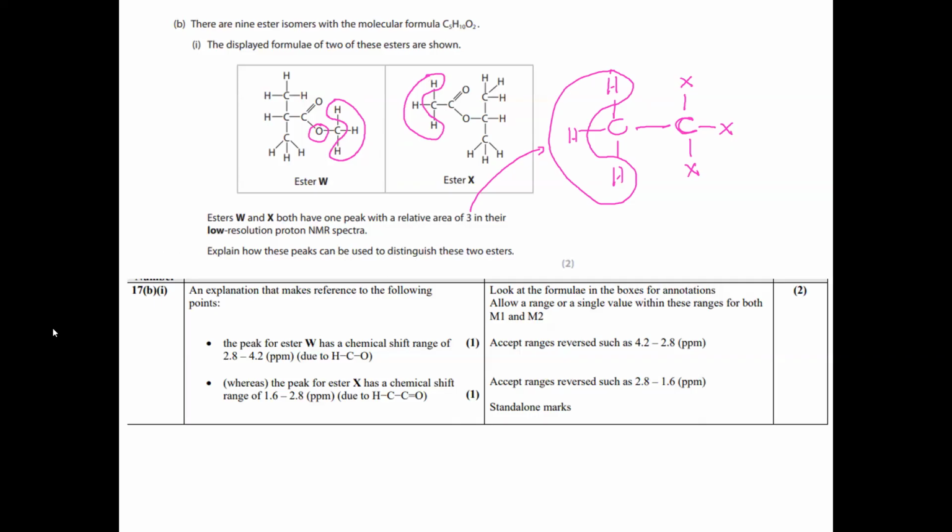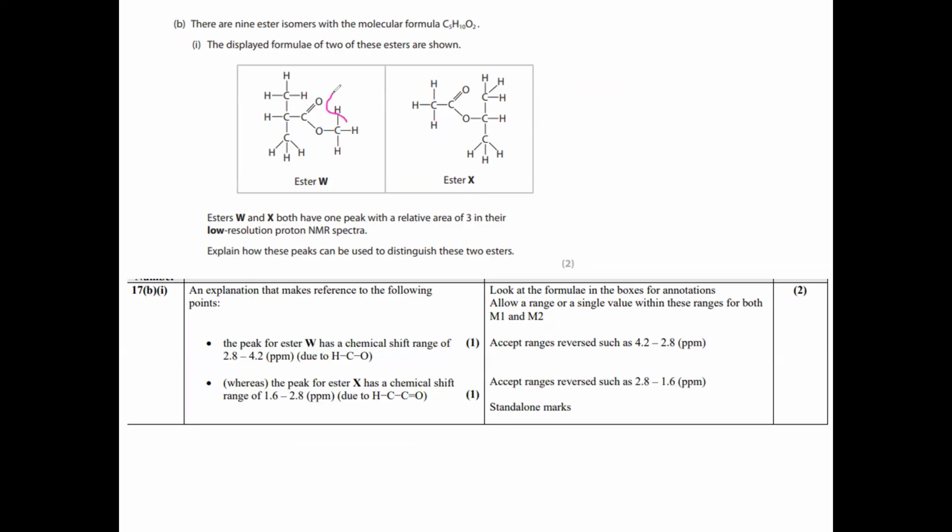So how we can distinguish is, if I take this peak, if you look at the data booklet, this carbon atom is attached to an oxygen atom. That means you have to find a hydrogen environment attached to a carbon atom which is directly attached to oxygen. So if you refer to your data booklet, you have to find something like this, HCO, this peak.